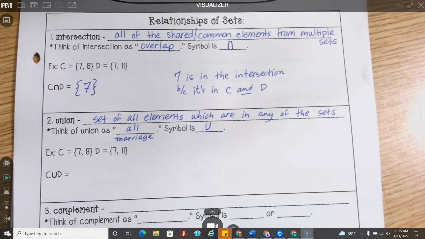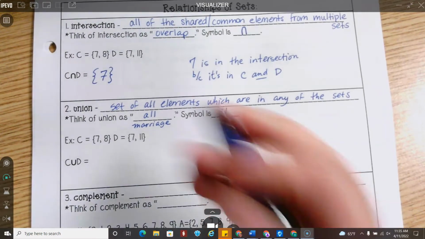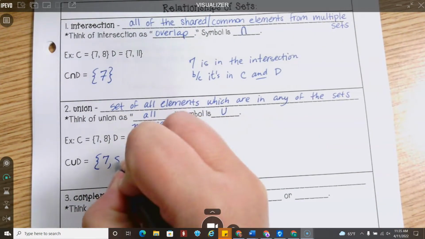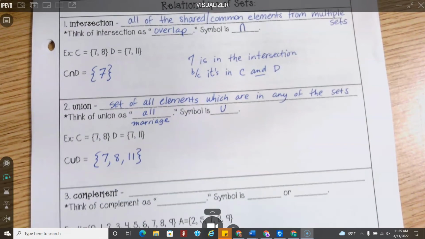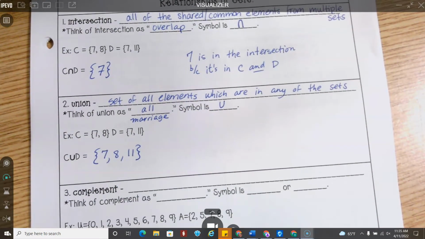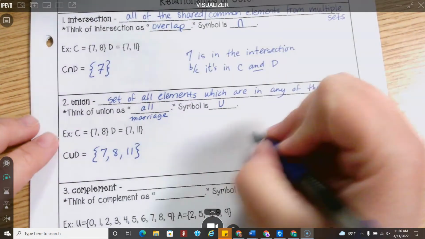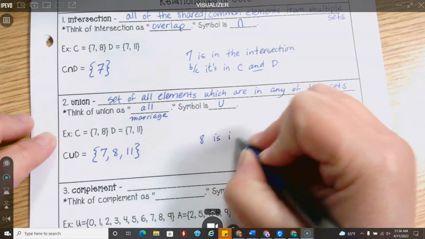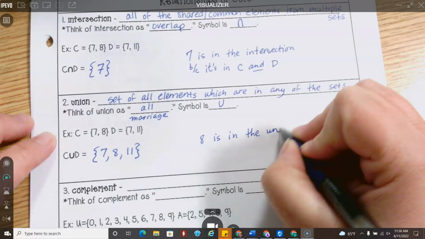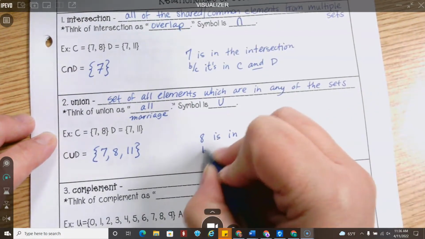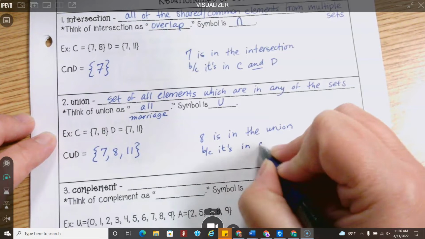All right, so the union of C and D, which is what this is asking for, would be everything that's in either of those sets. So 7, 8, and 11. So again, thinking about the and versus the or, we're thinking about, does it qualify for that group? If something is in a union of two sets, then it's in the union because it's in one set or the other. So we could say that is an or situation, like 8 is in the union because it's in C or D.